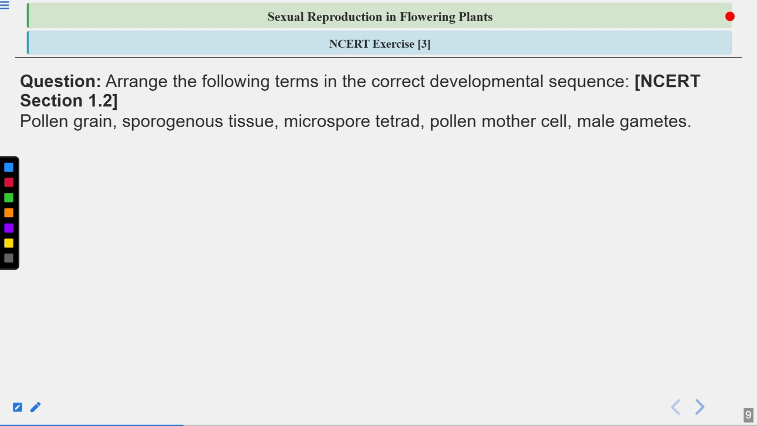Now you can think that such a question also comes in your NEET examination, where 4 options are given in the sequence. All the possible sequences are given, but only one is correct, right? So such questions also come in the NEET examination. You can think about it for megasporogenesis also. Here you have to make the sequence for the microsporogenesis process, but that could be asked for megasporogenesis also. Okay, without wasting time, let us see the correct answer of this question.